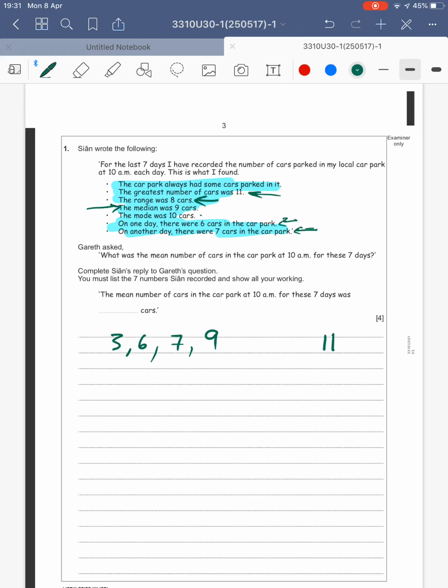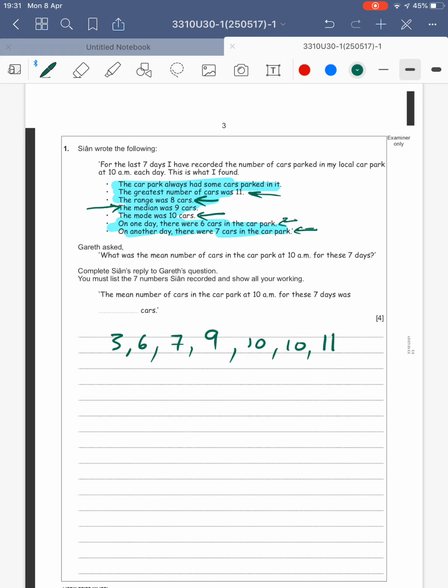Well, if you see this information here, it tells you that the mode of the cars was 10. Well, mode is the most common number, so that must mean that on those 2 days, it had to be 10 for the mode to be 10, because it needs to be the most common number. So you've got 2 of those, and only one of each of the other numbers.